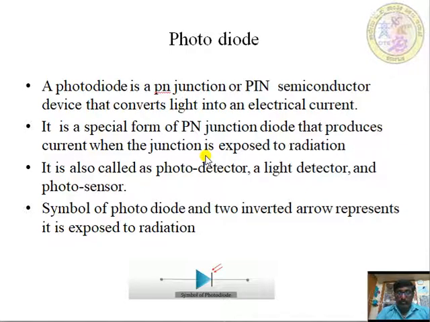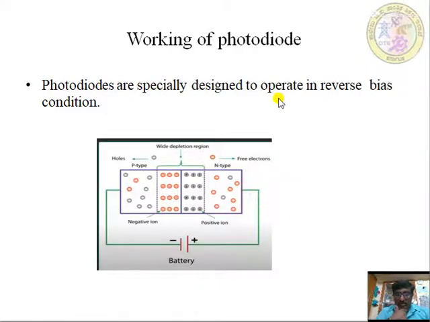The symbol of a photodiode has two inverted arrows that represent exposure to radiation. Now, the working of a photodiode. Photodiodes are specially designed to operate in reverse bias condition. The negative terminal of the voltage source is connected to the P type and the positive terminal to the N type. Here we have the positive and negative ions, the free electrons and holes, and this is the widest depletion region.